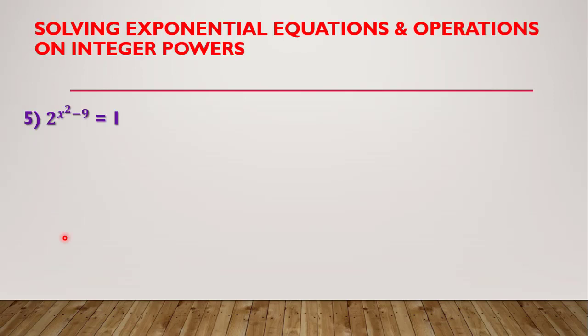Here, for example, I have 2 power x power 2 minus 9 equals 1. Can we write 1 as 2 power something? No, we can't. So it means that the power should be 0. So x power 2 minus 9 should be 0 because 2 power 0 equals 1. How can we solve this equation? x power 2 equals 9, so x equals positive or negative 3. And this is the solution set.